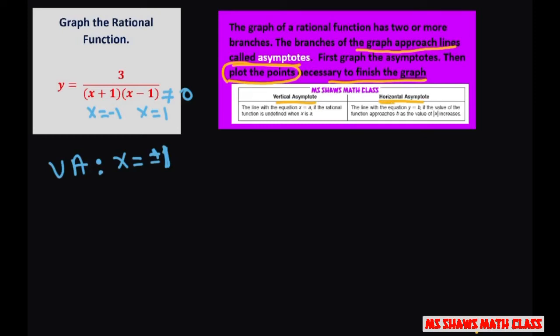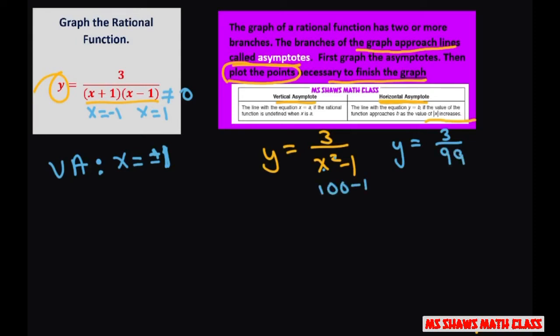The horizontal is a little harder. It's more conceptual. It means: as the value of x increases, as it gets larger, what does y get closer to? For example, if I write this as y equals 3 over x squared minus 1, and I plug in 10, I get 3 over 100 minus 1, which is 99. Well, that's really close to 0.